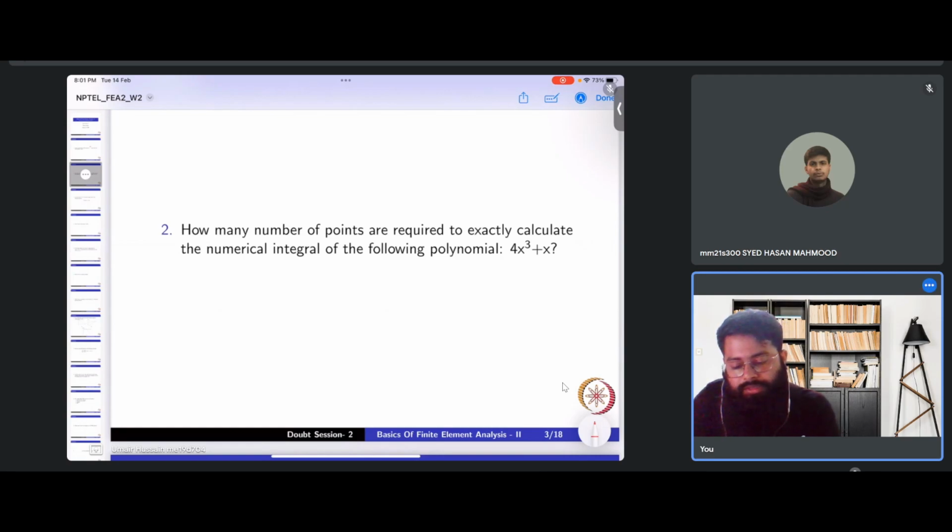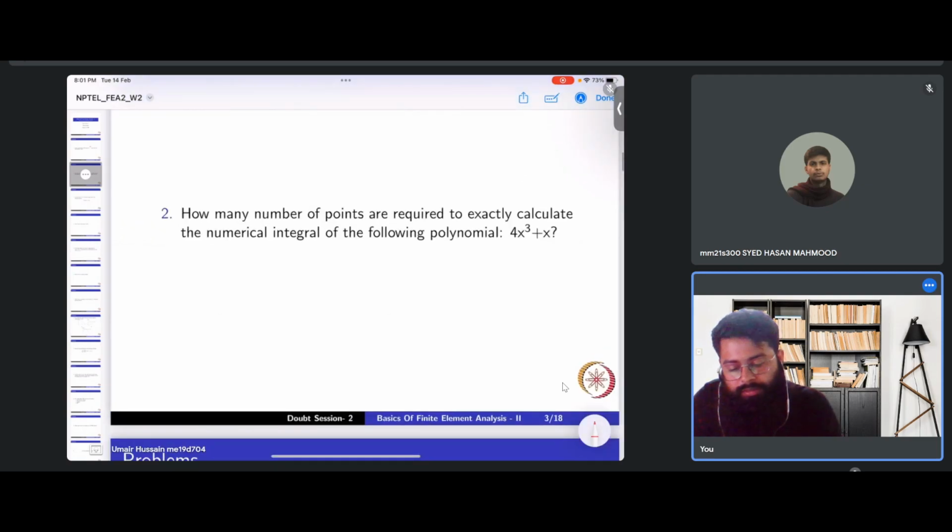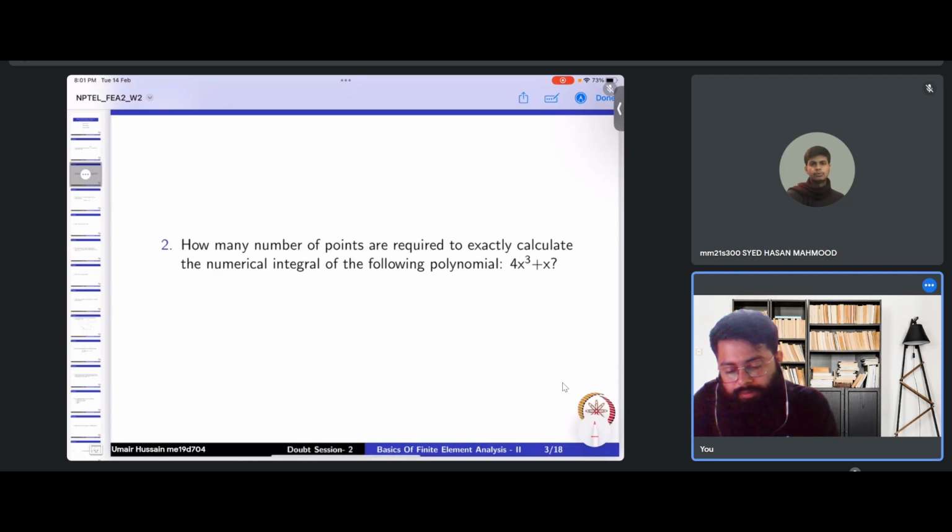So there's an expression to relate the number of Gauss points to the order of the polynomial, which is defined by this. This is the number of points, and this is the degree of the polynomial.